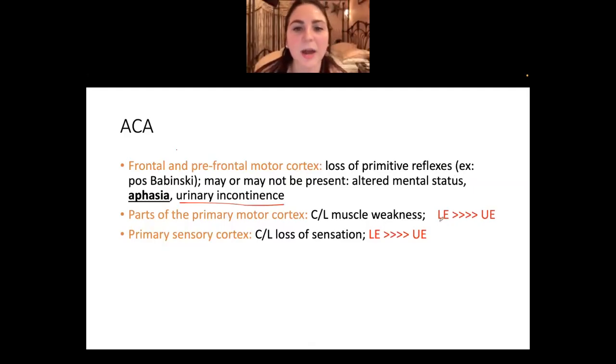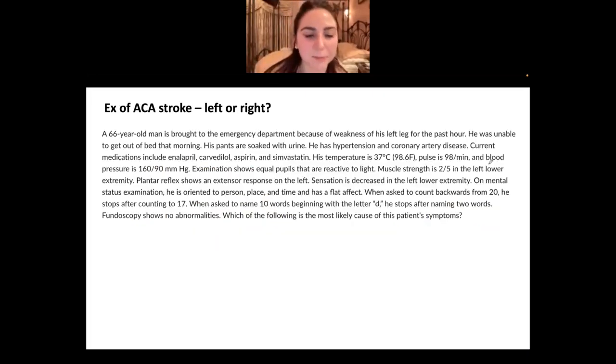You're going to see contralateral muscle weakness, and the lower extremity gets affected way more than the upper extremity. And then your primary sensory cortex affection is going to be the contralateral loss of sensation. And again, lower extremity is affected way more than upper extremity. I didn't even want to put that the upper extremity could be affected, but it can sometimes if they're trying to be tricky. But lower extremity is affected a lot more in ACA strokes than any other part of the body. And again, it's because of the homunculus.